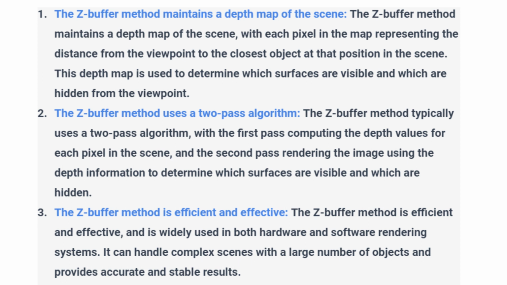The Z-buffer method uses a two-pass algorithm, with the first pass computing the depth values for each pixel in the scene, and the second pass rendering the image using the depth information to determine which surfaces are visible and which are hidden. The Z-buffer method is efficient and effective.